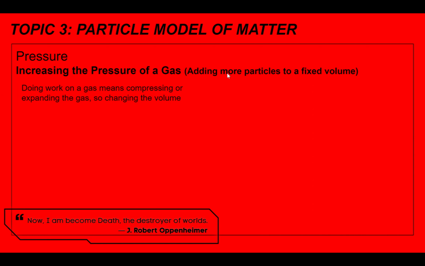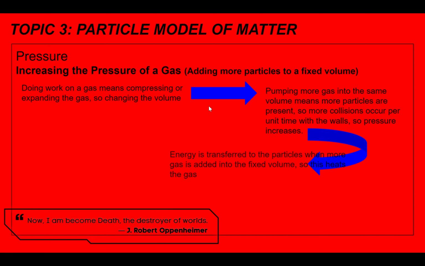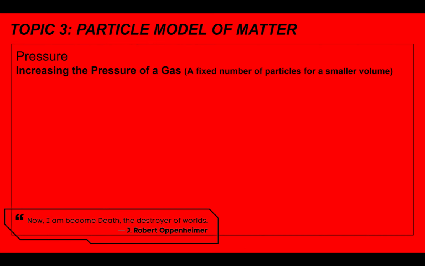Doing work on a gas means compressing or expanding the gas, so changing the volume. Pumping more gas in the same volume means more particles are present, so more collisions occur per unit time with the walls, so pressure increases. Energy is transferred to the particles when more gas is added into the fixed volume, so this heats the gas.